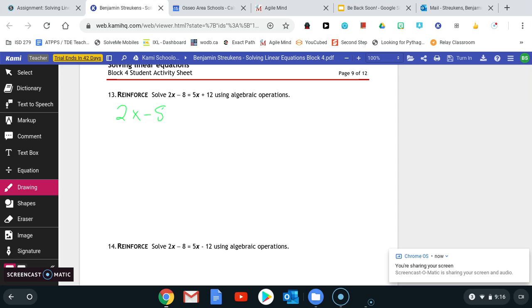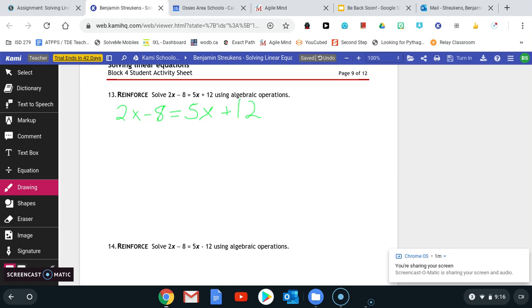minus 8 equals 5x plus 12. So when we're solving these equations, we need to make sure we get all of our x's on one side and all of our constant terms, or our numbers without variables, on the other side.